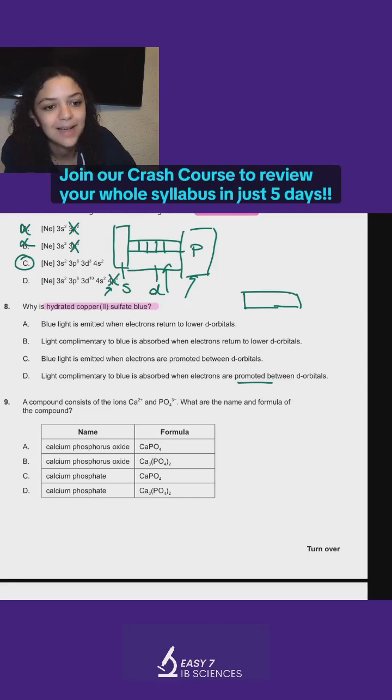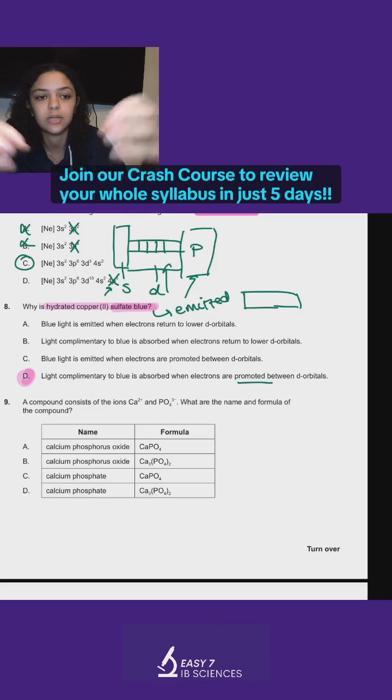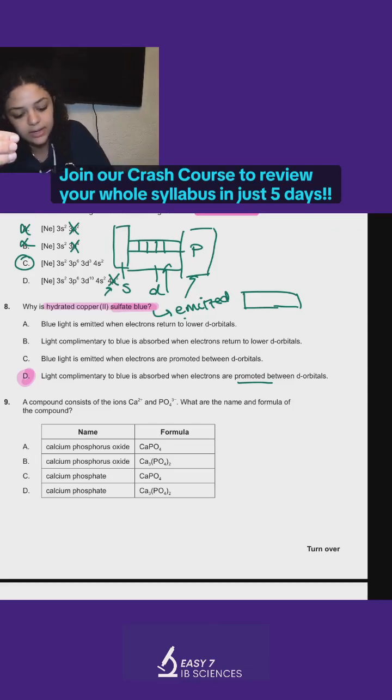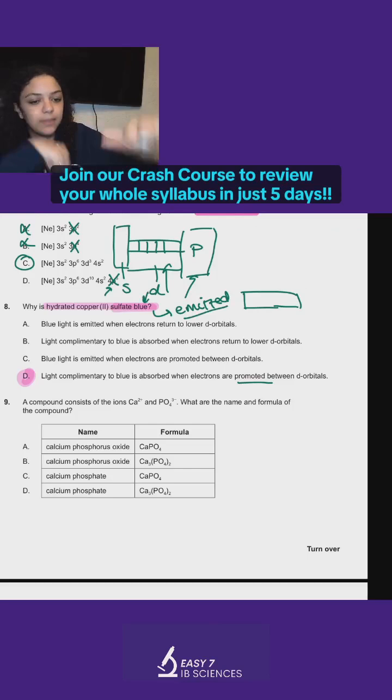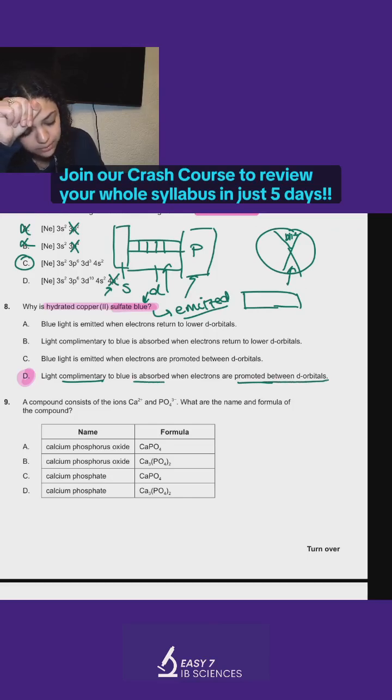Yes, exactly. It has to be D. Perfect, guys. The answer is D. How do I know it's D? Well, because of the light complement: if something is blue, then that's the light emitted. If the light blue is emitted, then we know automatically the one complementary to blue is absorbed. Because in our transition metal, the one that's emitted is the opposite of the one that's actually absorbed. So light complementary to blue is absorbed and electrons are promoted between the orbitals.